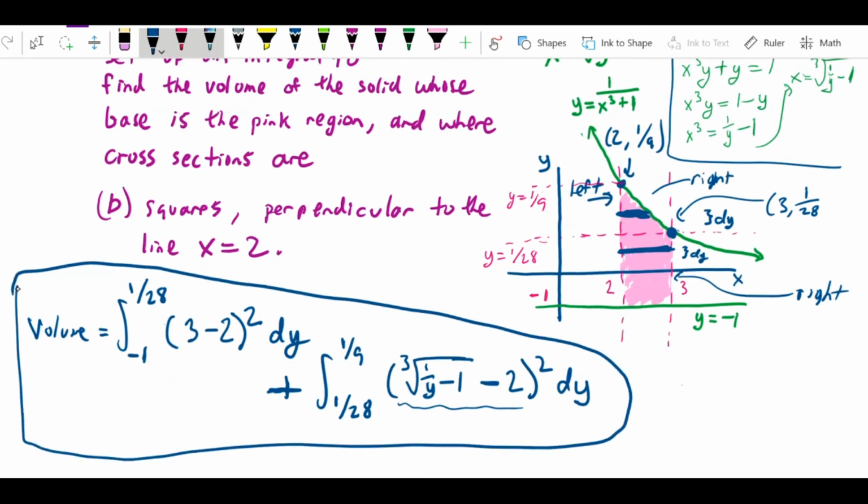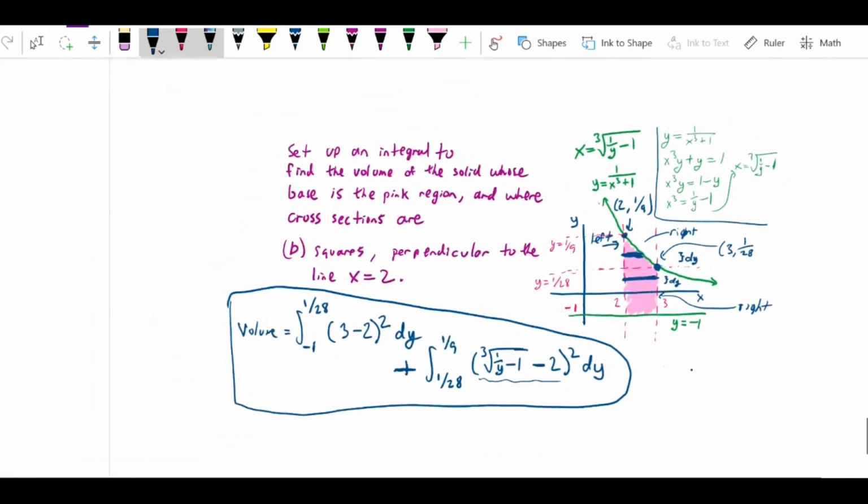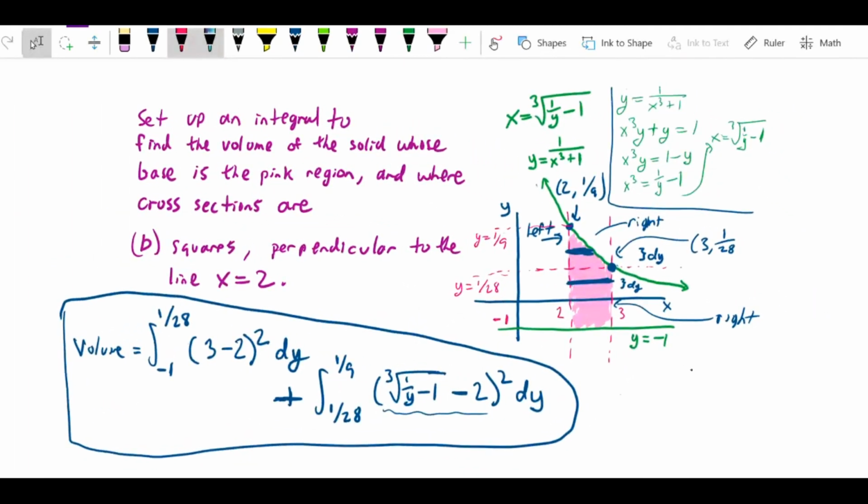So as you can see, sometimes you have to break this up into two integrals. This is a fairly difficult problem, but I'll tell you, it's actually one of my favorite problems. I like to give this a lot, so this is worth learning.